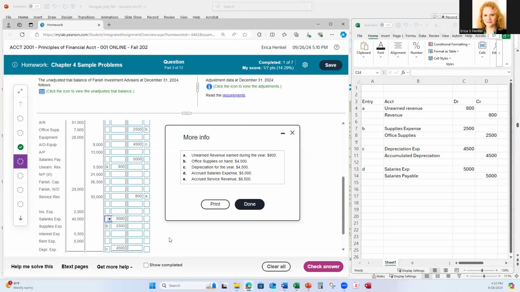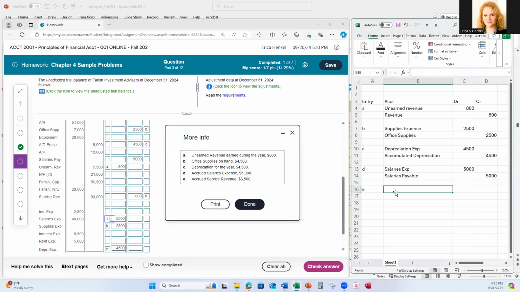And again, if I'm going through this and you don't know what I'm talking about, please go back and watch those MyLab lecture videos because they walk through and explain this. This section that we're doing here would be under how could a worksheet help in preparing financial statements in the videos that we have out there. Okay.